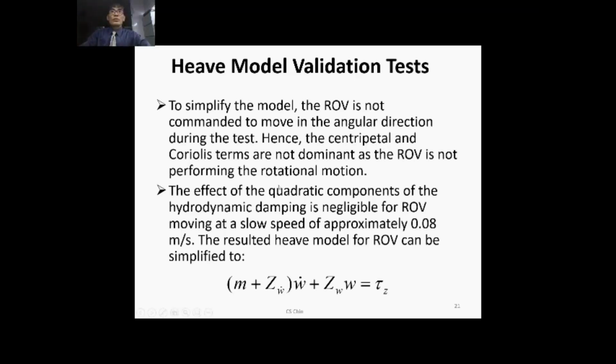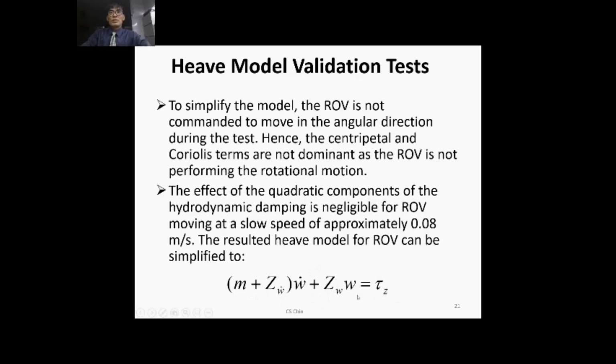So the effect of the quadratic components of the hydrodynamic damping is negligible for ROVs moving at a very slow speed of approximately 0.08 meter per second. So the resulting heave model for the ROV can be simplified as such. You can see that this model is rather simple.